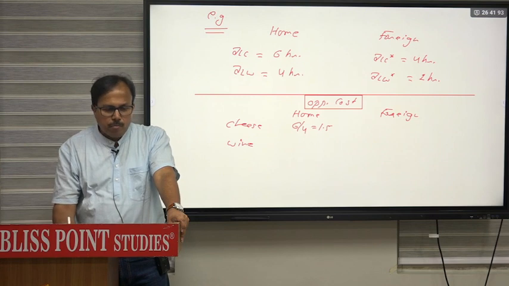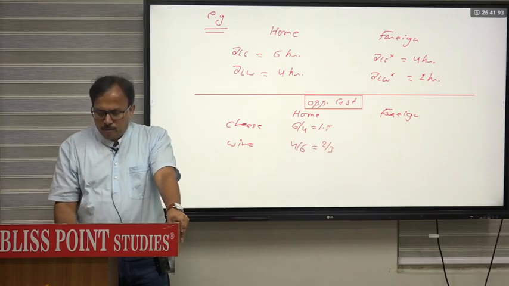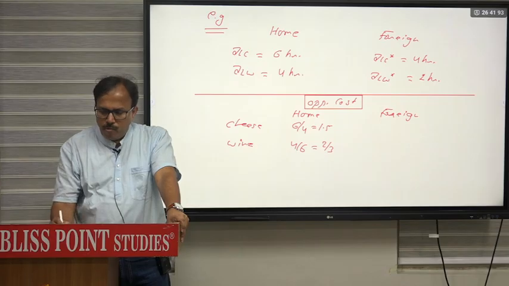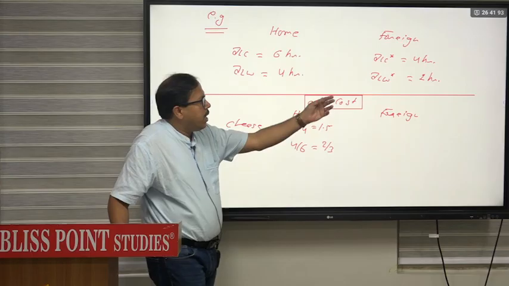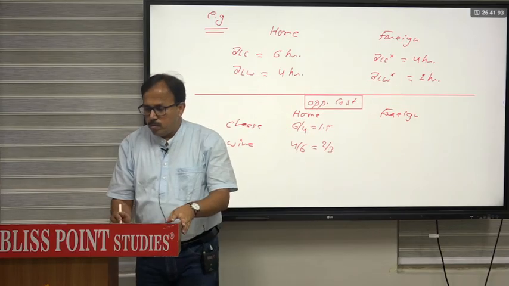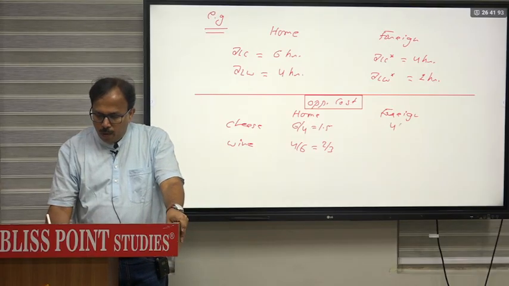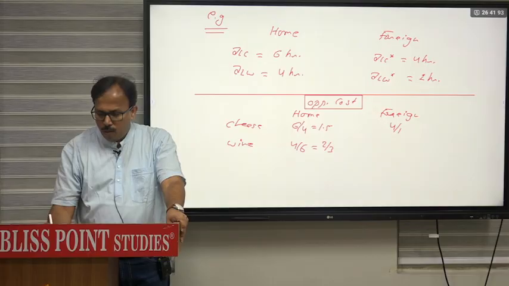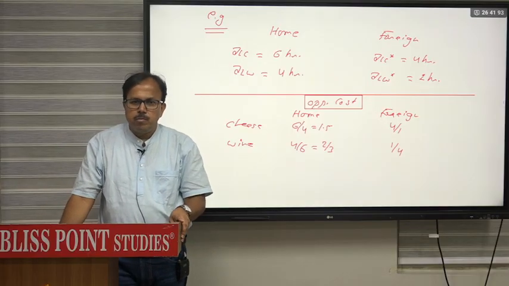वाइन के लिए 4/6. इन फॉरेन कंट्री, फॉरेन कंट्री के लिए ALC स्टार बाई ALW स्टार हो जाएगा 4/1. It will be 4/1 and this is 1/4. ठीक है.